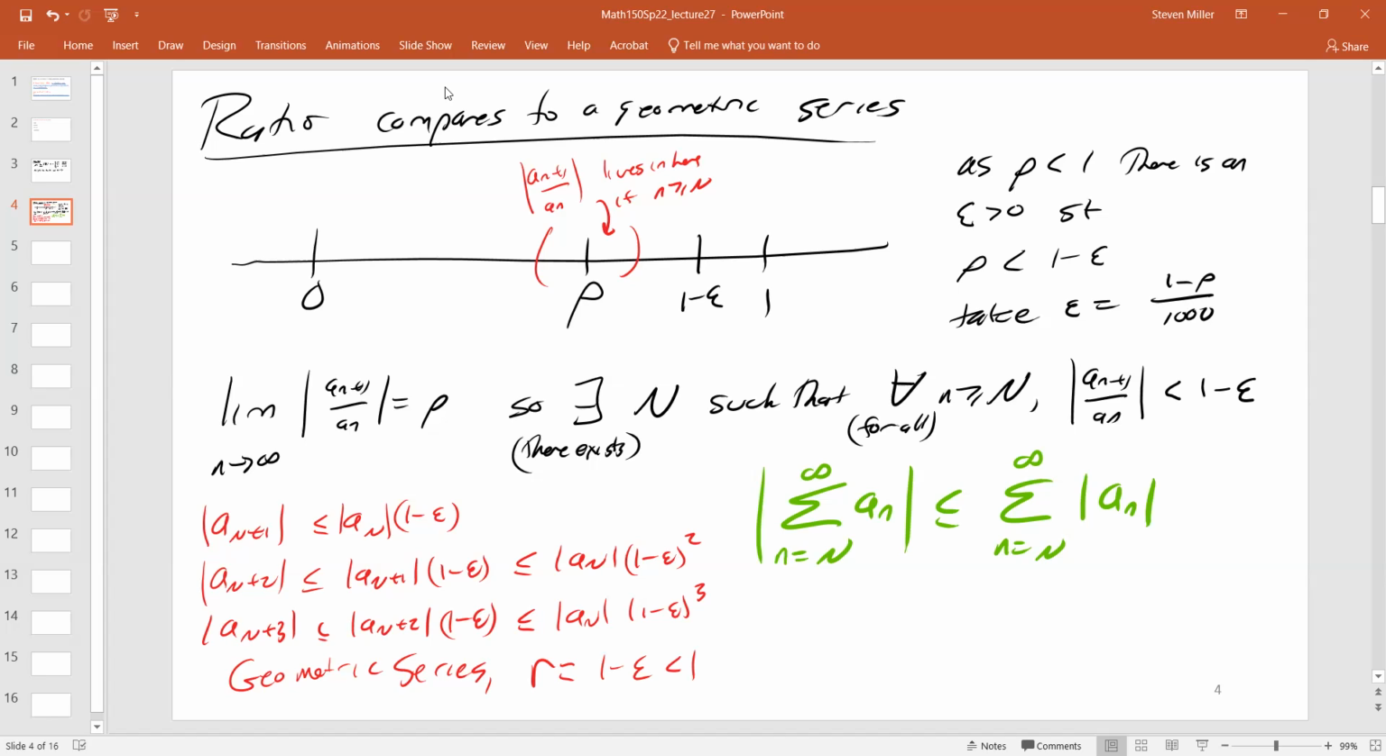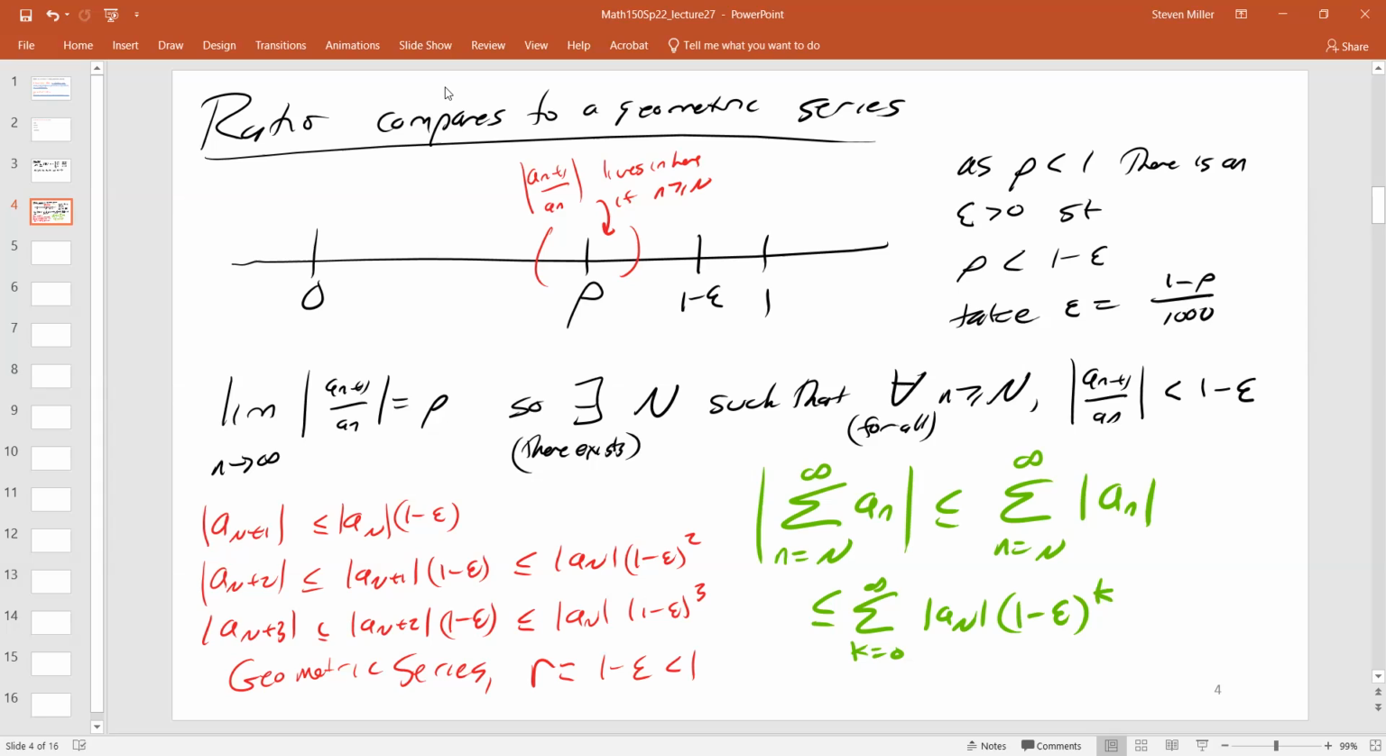If I want to figure out if the sum converges, the first couple of terms don't matter. Because everything is finite, I can just throw them away. And I know each one of these is going to be less than or equal to the sum, I'll say, k goes from 0 to infinity of the absolute value of an times 1 minus epsilon to the k.